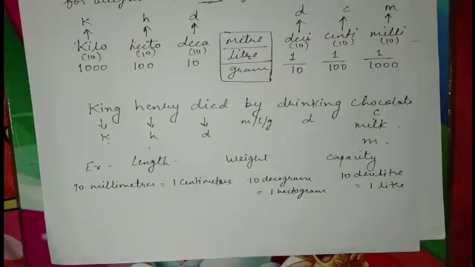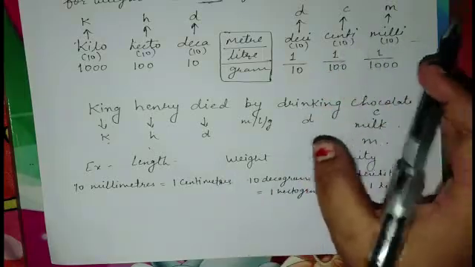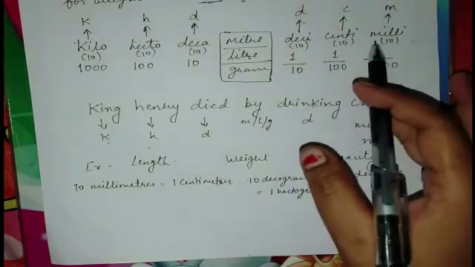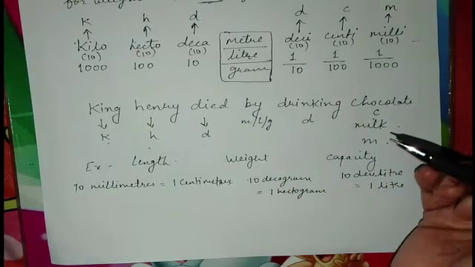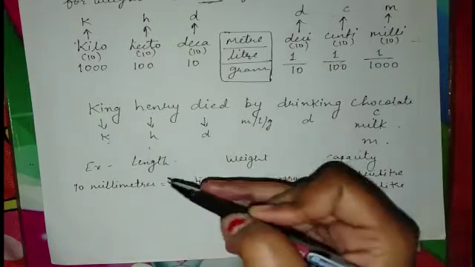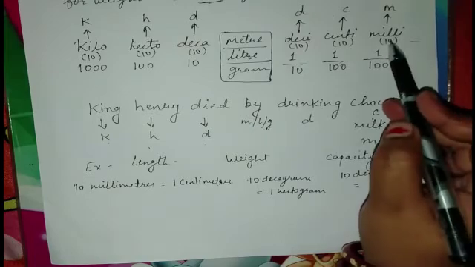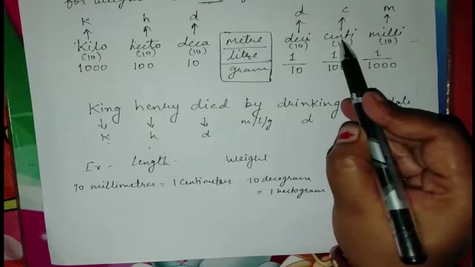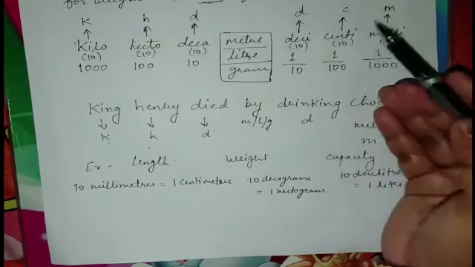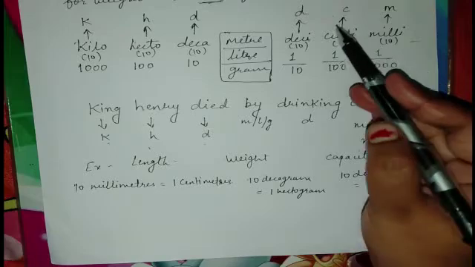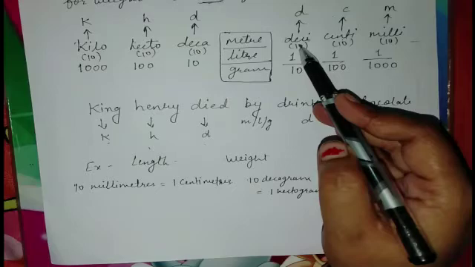So children, we will see examples. We know that the difference of each is 10, means they are 10 times higher or lower than each other. Let me take an example. If we measure in length, 10 millimeter is equal to 1 centimeter. Same if I take 10 centimeter, it will be equal to 1 decimeter.